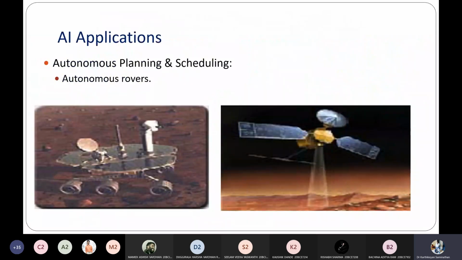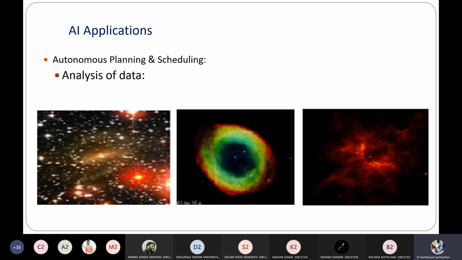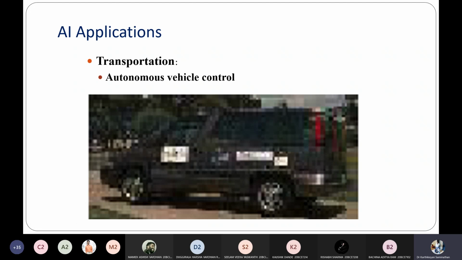These are some AI applications, as shown earlier. There are different autonomous rovers. Telescope scheduling is also one of the AI applications. Then autonomous planning and scheduling, analysis of data, image analysis and enhancement, and pattern recognition. See here, nothing was visible, but here we are able to predict what type of letters they are behind the screen. The pattern was recognized. These are all AI applications, just for your understanding.